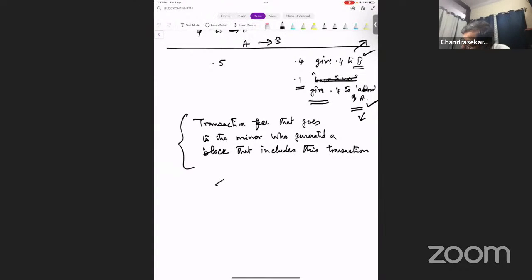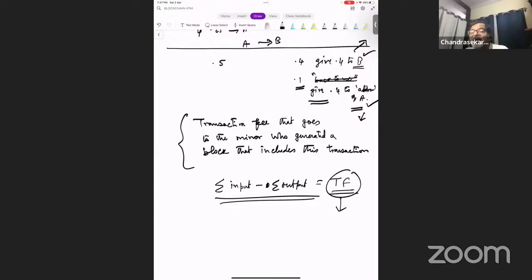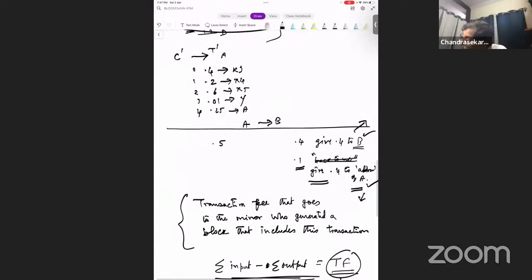Sigma input minus sigma output is equal to the transaction fee. Right? This transaction fee will be calculated by the miner, and the miner's address will receive this transaction fee, whomsoever has done it. You don't have to specify that. You must specify the address of B, the address of A, and other things.